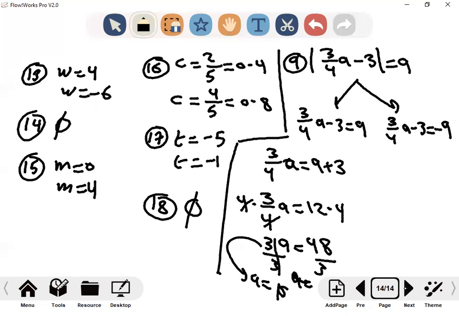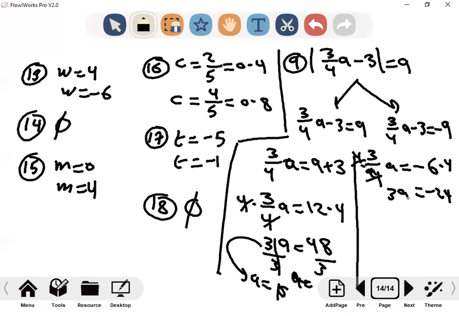Now, the second one should be negative 8. Let's do it. Switch: 3 over 4 a equals minus 9 plus 3. Minus 9 plus 3 is minus 6. Now, here 4, right? Multiply 4 on both sides. This is negative 24. And here is still 3a, right? Divide both sides by 3. a will be negative 8.